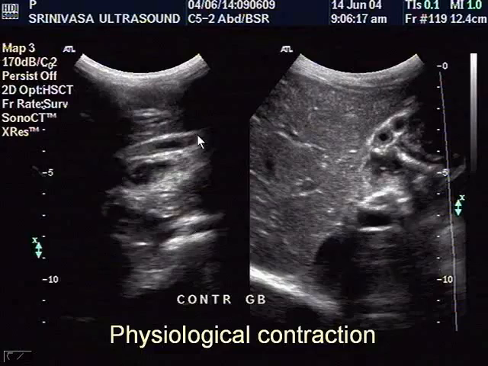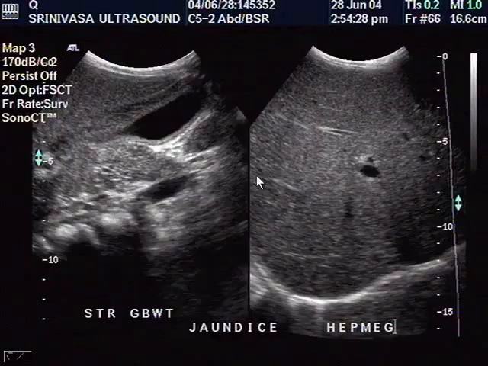Here is a small contracted gallbladder, and when the gallbladder physiologically contracts and pushes the bile out, its walls become thickened out, and that's not pathological. Call the patient back again on an overnight fast. It's all opened up now.